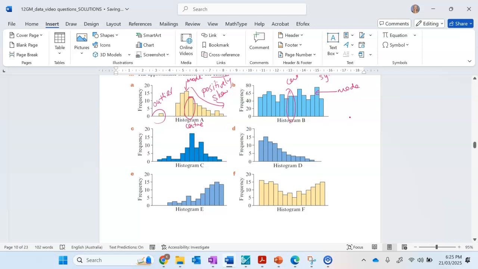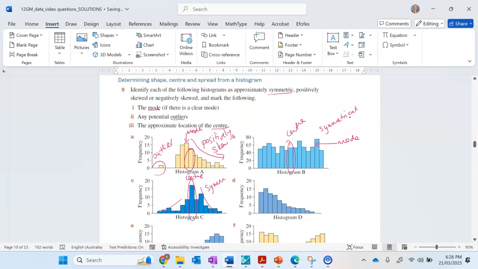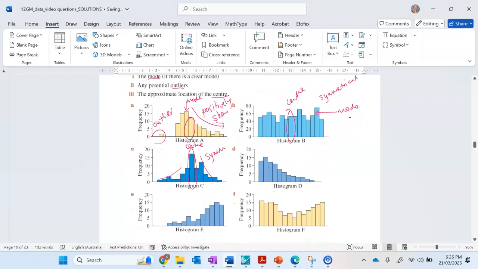All right, for C, you're probably thinking it doesn't really look symmetrical, but it doesn't have to look symmetrical. Often any real life data wouldn't be symmetrical. It's probably impossible to have it perfectly symmetrical, so that's why it's called approximately symmetrical. This one here, you've got your peak in the middle, and either side it kind of goes down like that. So it's symmetrical. There's no outliers. Your center would also be in that middle there. And is that all we had to do? What was the other thing? And the mode is there in the middle.